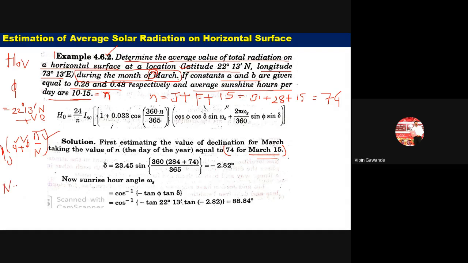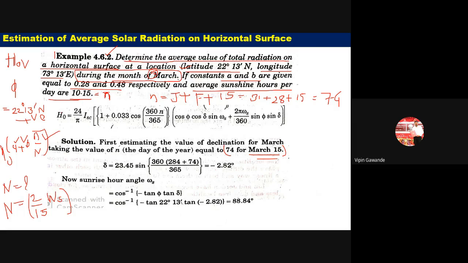So we have to calculate the value of n. This n value is calculated as 2/15 ωs if it is not given in the problem. You can calculate the value of n by using this formula, 2/15 ωs. Now the average sunshine hours per day, that is 10.5, n bar, is given. Okay, so that is n bar.